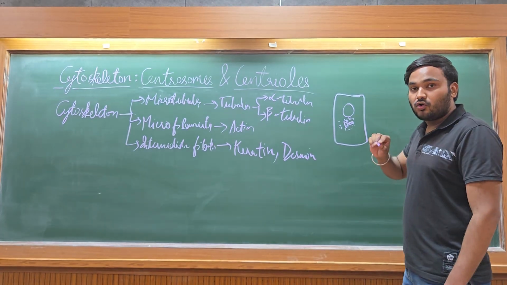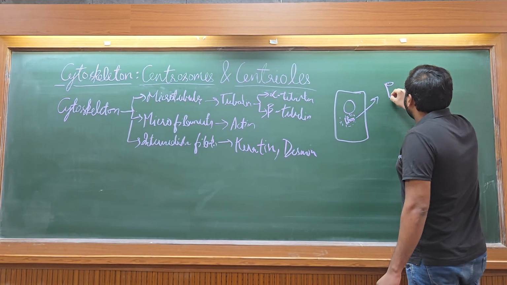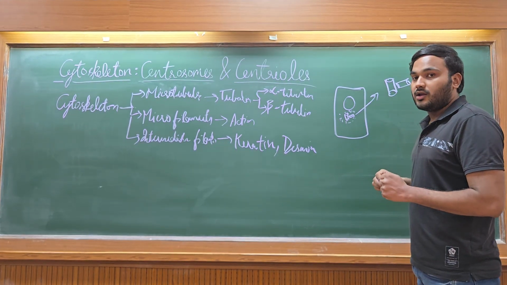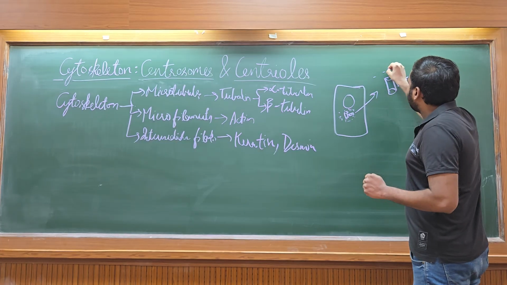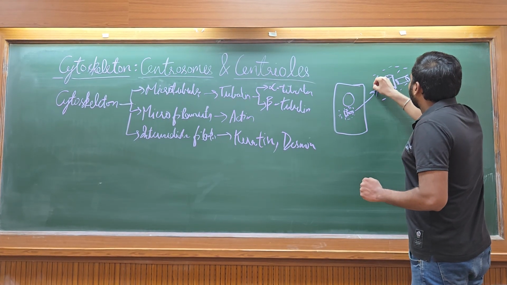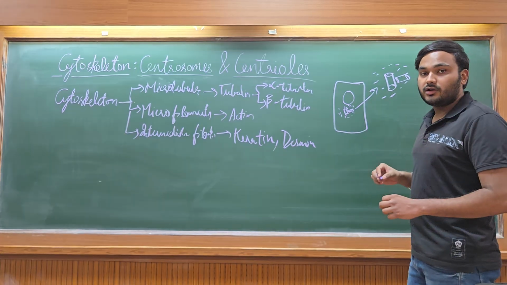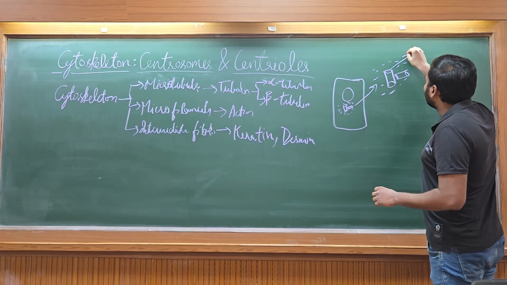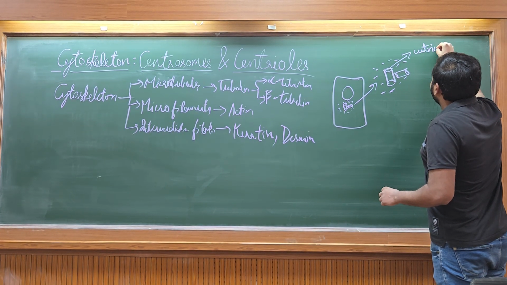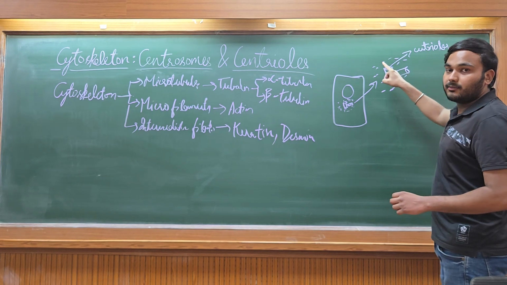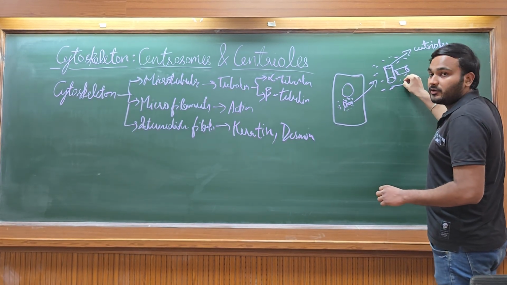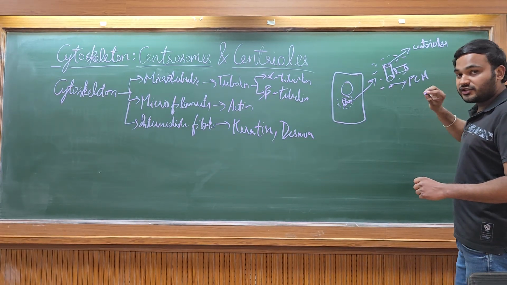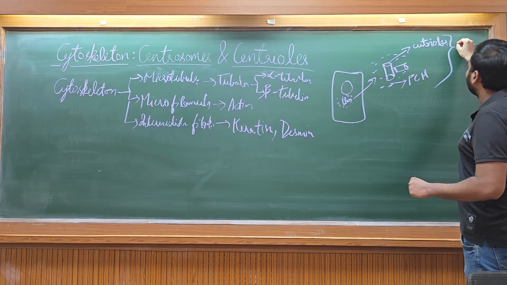When we see the enlarged view of this structure, we see that these structures are rod-shaped and hollow cylindrical, and they are surrounded by a material called pericentriolar material. This hollow cylindrical structure is the centriole, and the material surrounding the centriole is the pericentriolar material, PCM. Together, centrioles along with pericentriolar material, we call a centrosome.